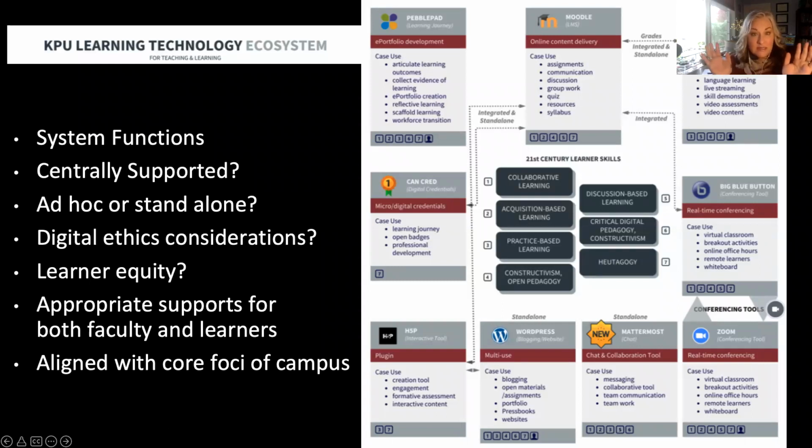Are you on your own using this technology? Does it have digital ethics considerations? Have they been vetted? Is there learner equity involved in any of these platforms? Is there appropriate support for both the faculty and the learners with all of these systems? And are they aligned with the core foci of the campus? You can see that for them, a large part of their focus is 21st century learning skills. And I want to expose you to what I think is a really solid example of understanding the digital ecosystem and its implications for faculty and learners, which is, of course, a very important part of equity.